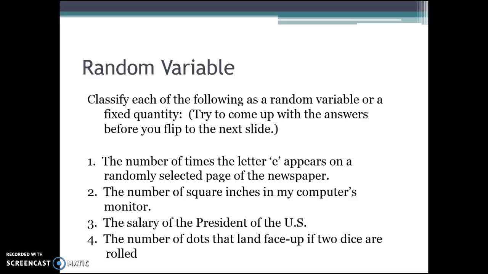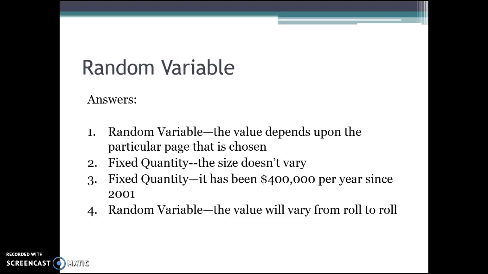So take just a minute and look at each one of these four variables or four quantities and decide if it's a random variable or a fixed quantity. Okay, so pause the video and try to figure out what it is. Alright, so here are the answers. Hopefully those are clear, but let me know if they're not. We can talk about them.